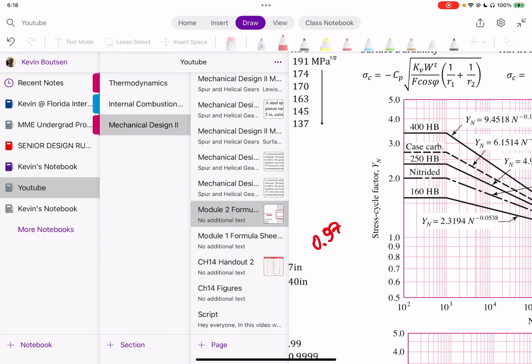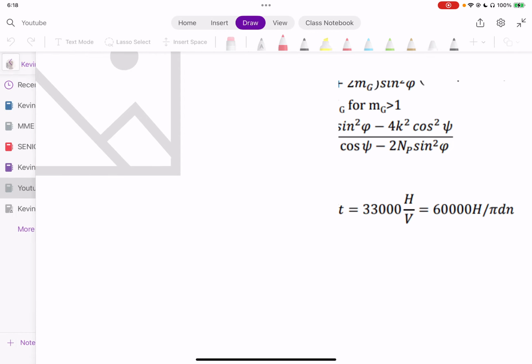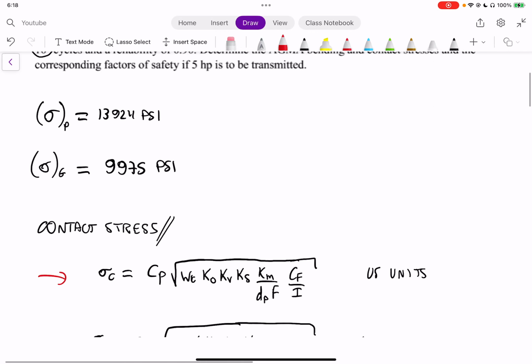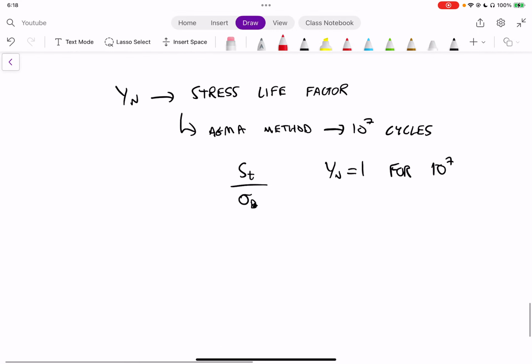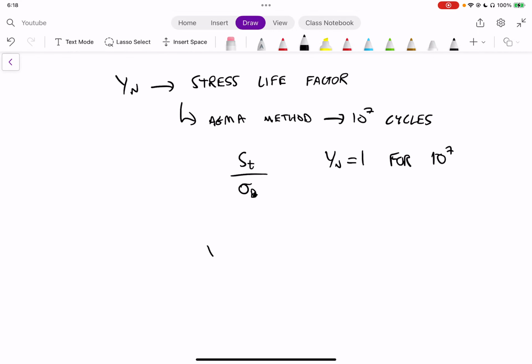So going back, we're going to write that YN is equal to 0.977 for 10 to the 8 cycles. And by 10 to the 8 cycles, we mean that essentially the life is going to be 10 to the 8 cycles. So one tooth will hit 10 to the 8 times.